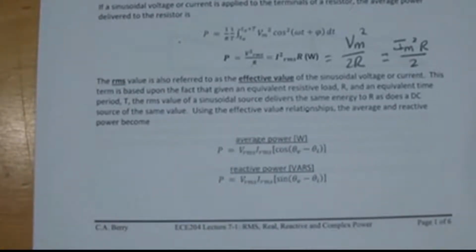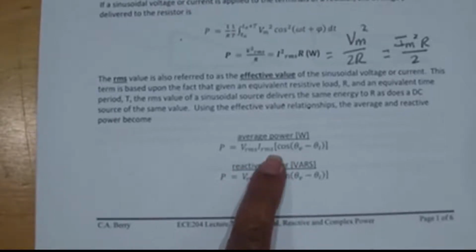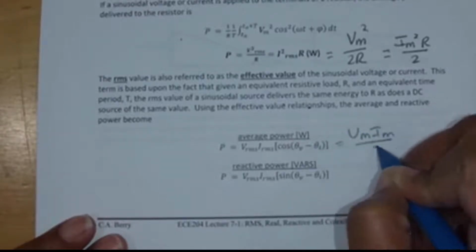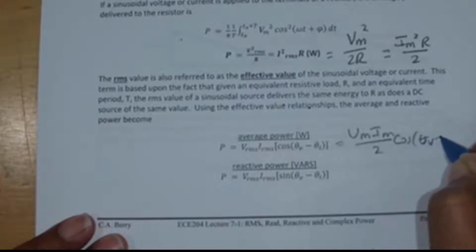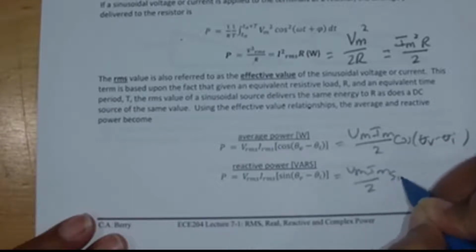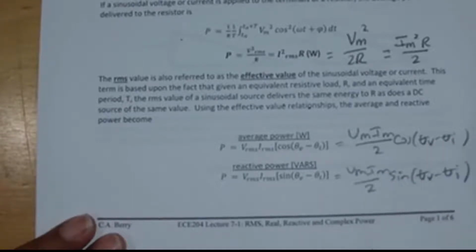So the RMS value is referred to as the effective value of a sinusoidal voltage or current based upon the fact that, given an equivalent resistive load and an equivalent time period, the RMS value delivers the same energy to R as a DC source. That's what I was trying to say with the whole RMS thing. So the effective value relationship, the average and reactive value become, in terms of RMS, VRMS times IRMS times cosine of theta V minus theta I. I've given you that before. The one we had before was VM IM over 2 cosine of theta V minus theta I, or VM IM over 2 sine of theta V minus theta I.